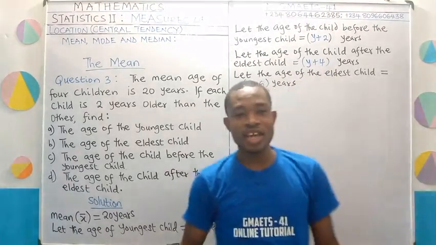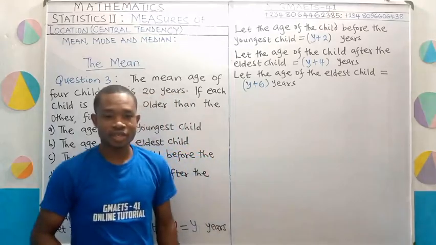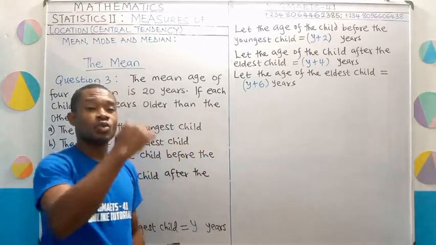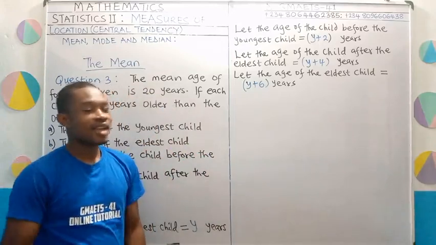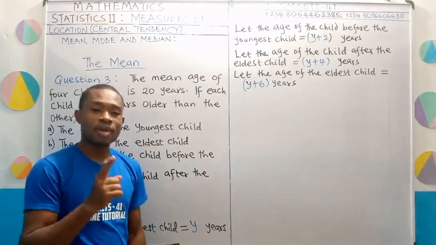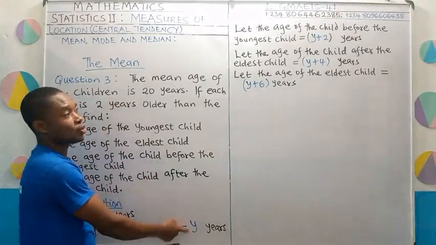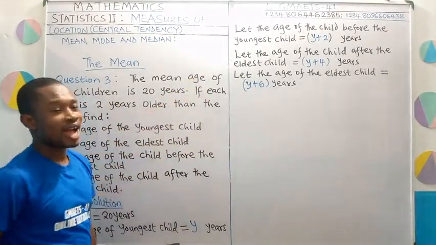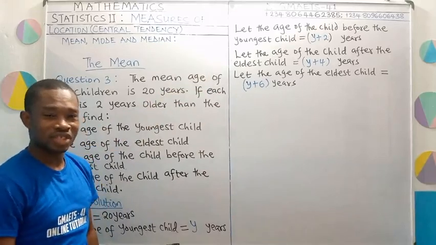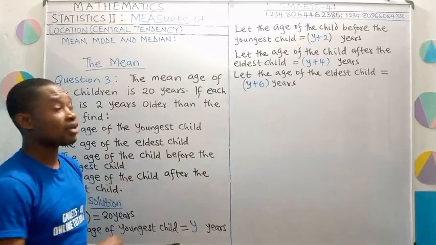Now we have gotten the age of these children: the youngest, the one before him, the one after the eldest, and the eldest child. This is how their age is going to be. Our problem now is we don't know y. If we know y, we are now going to add all these numbers to get the age of these children. Are you ready? Let us see what we're going to do.